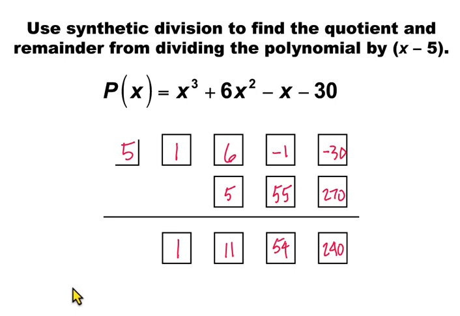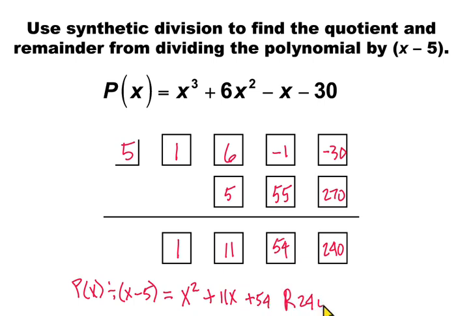So we end up with this division equation. P of x divided by x minus 5 equals, and these terms are the coefficients of the quotient, which is a polynomial of 1 degree less than the original polynomial. So x squared plus 11x plus 54 with a remainder of 240.